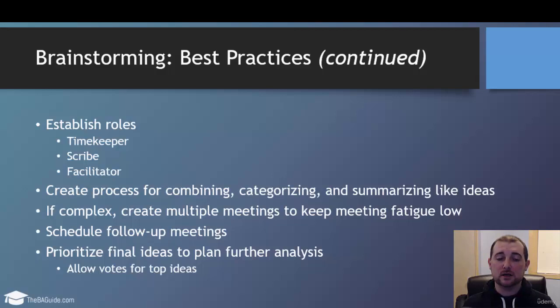And last but not least, prioritize your final details to plan your further analysis. The way that I like to do it, as I mentioned in the slide, is I like to allow votes for the top ideas. I just had a brainstorming session not too long ago with my business analyst team where we were talking about continuous improvement projects for the next coming fiscal year. I think we came up with like 20, 25 different ideas.